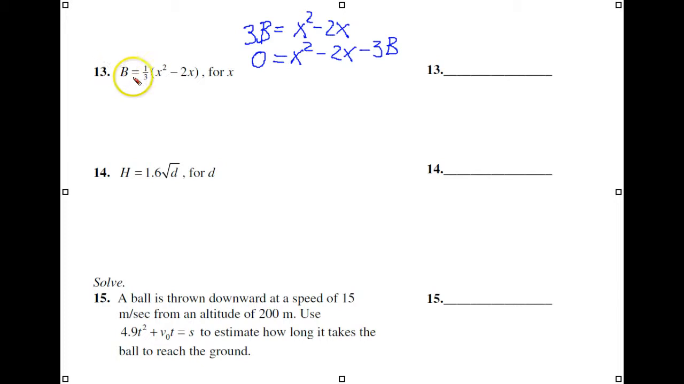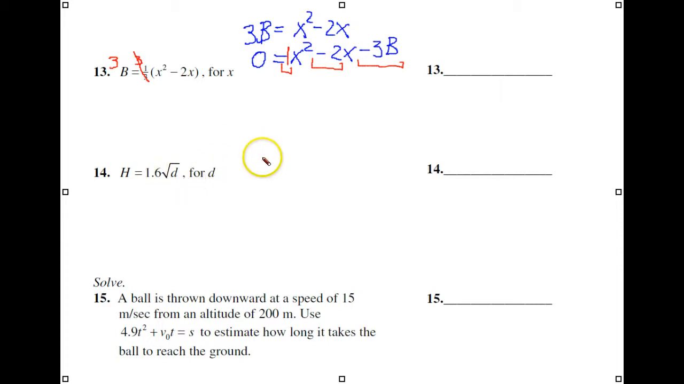So when you have something like this, the first thing you want to do, get rid of the fractions. So then you have 3b equals this. Then just transpose the 3b. You now have it in standard form. So a is 1, b is a negative 2, and c is a negative 3b. Put that in your quadratic formula, and that should do you.